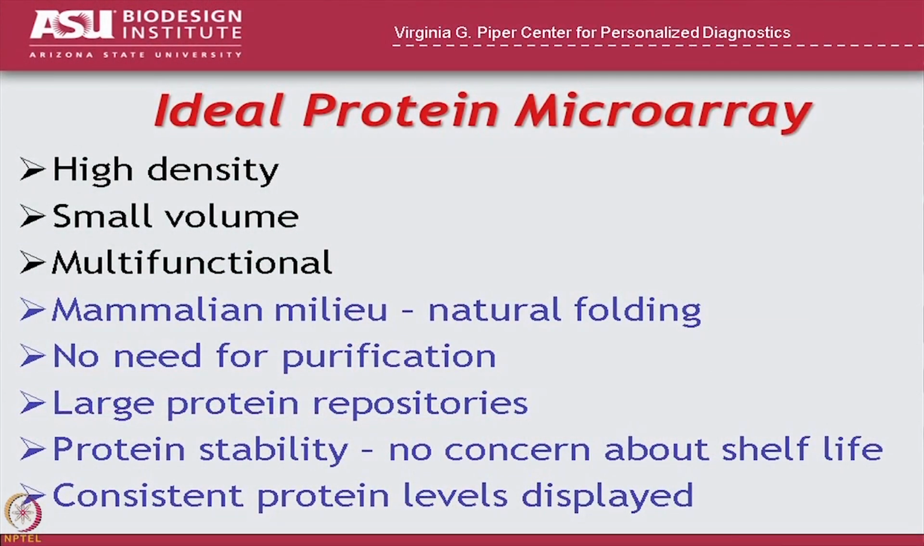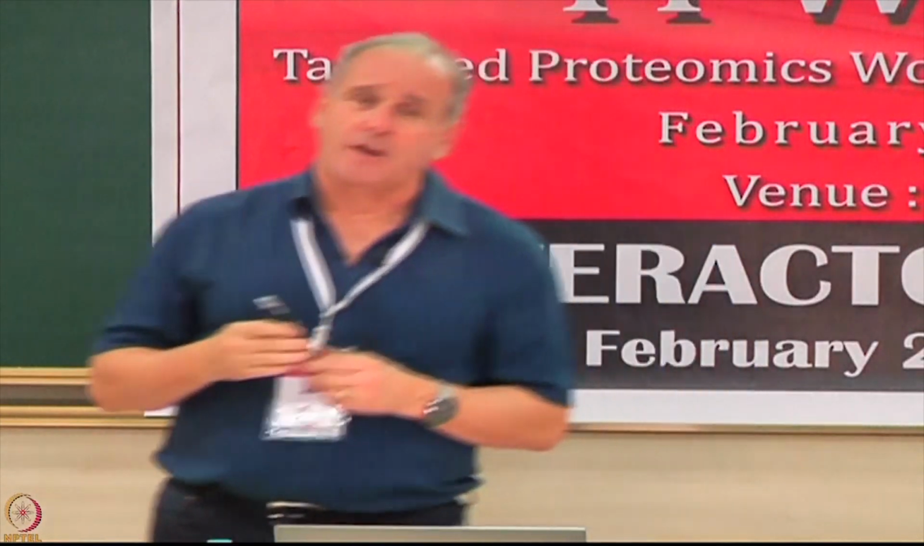All right, so, and of course you want the levels of protein from one to the other to be very consistent. Those are the things that you'd really like. All right, so this is the array type that we're going to talk about today, which is called NAPPA, for Nucleic Acid Programmable Protein Array.